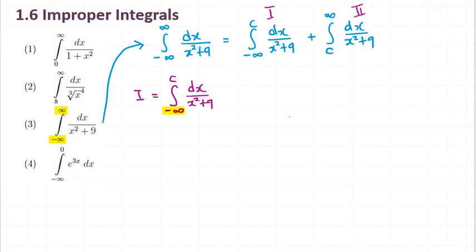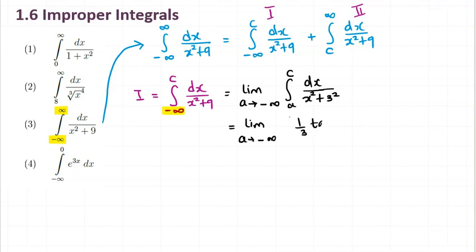Here the lower limit is infinite, so in this case we'll use a limit. Let's say limit a goes to minus infinity, integral a to c dx over x power 2 plus 9. Can I write 9 as 3 power 2? Yes. So now using the rule of this integration, the rule says that this is limit a goes to minus infinity 1 over 3 tan inverse of x over 3, and x goes from a to c.